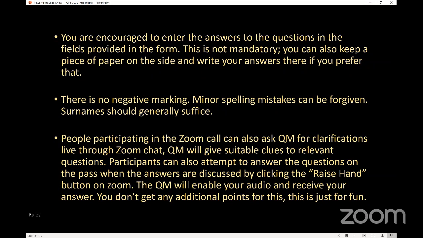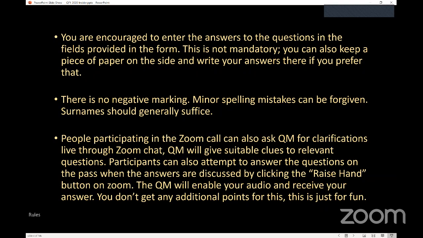There is no negative marking. Minor spelling mistakes can be forgiven. Surname should generally suffice unless specified. People participating in the Zoom call can also ask the QM for clarifications live through Zoom chat. Some of you have already been doing that. And the QM will give some suitable clues to relevant questions.